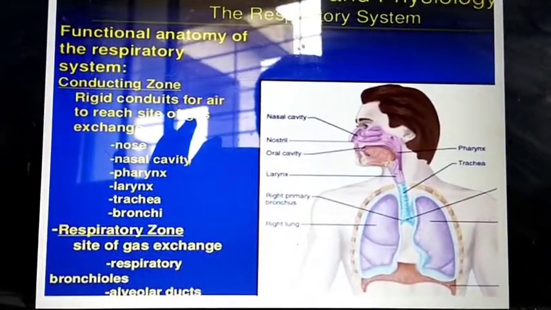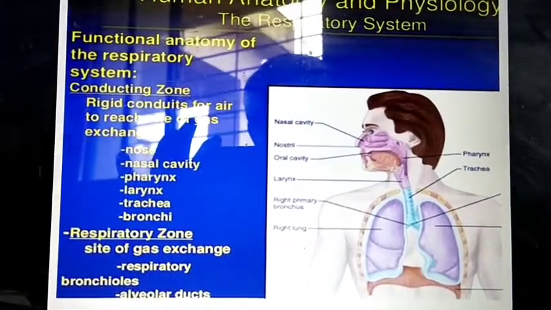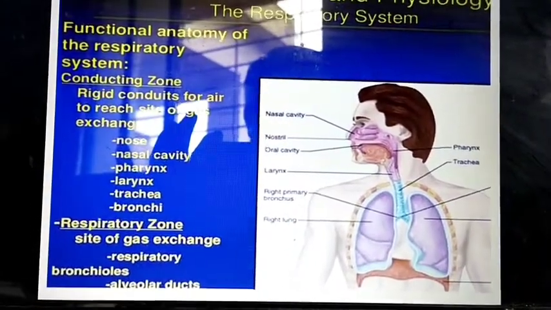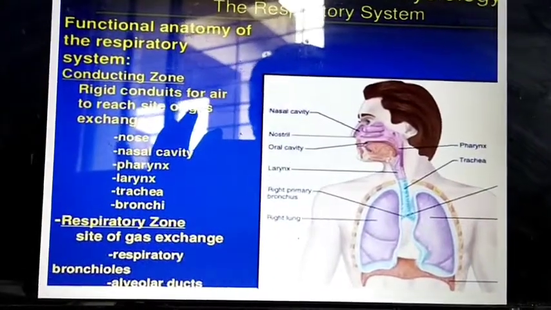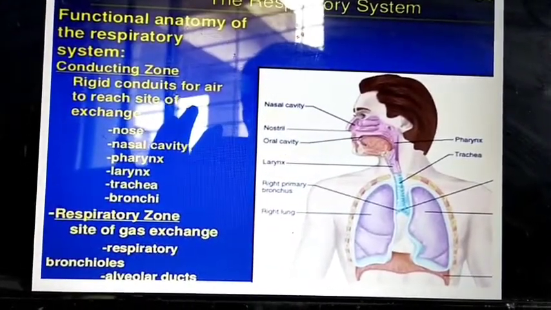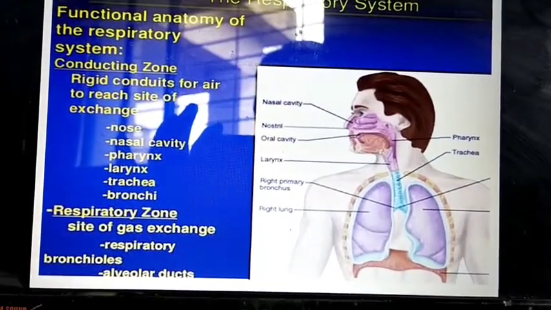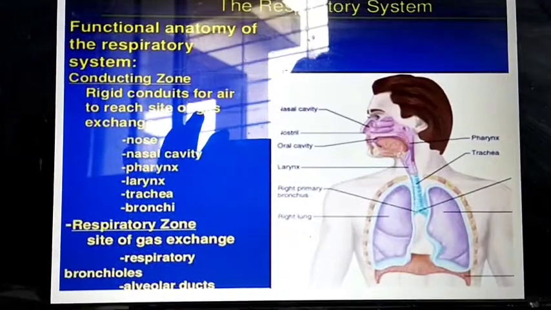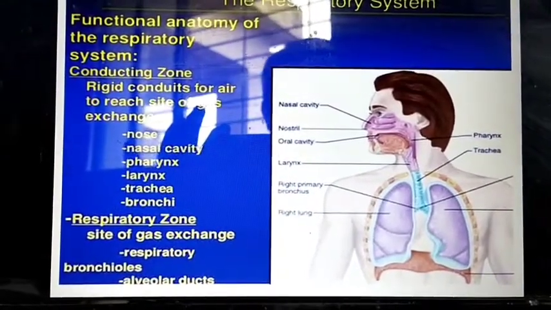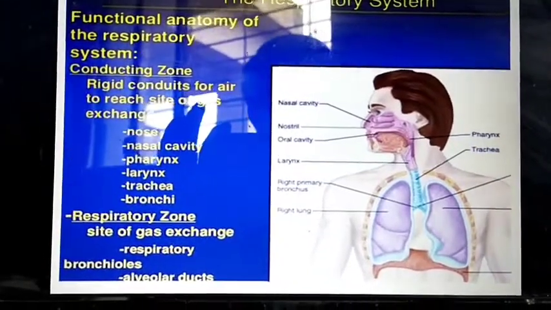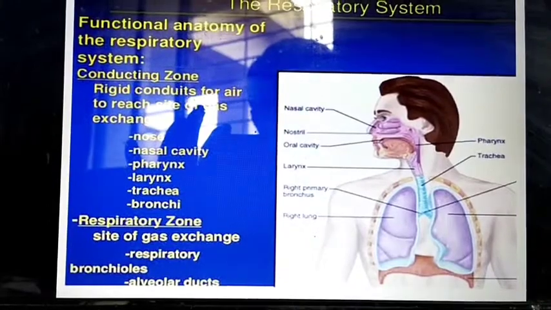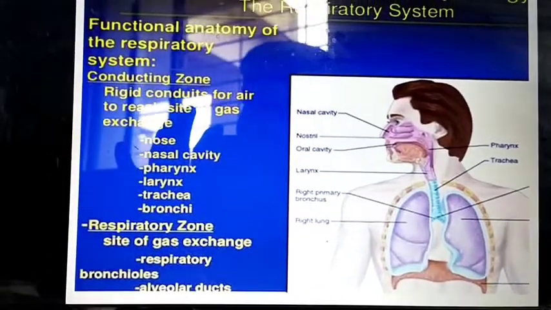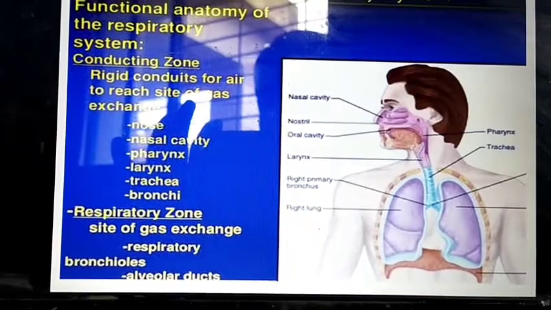The respiratory zone is the site where gas exchange actually occurs. The conducting zone only forms the passage that transports air from one place to another, like a road that conveys air from one place to another. The site where gas exchange occurs is called the respiratory zone. Functionally, we divide the whole respiratory system into two parts: the conducting zone and the respiratory zone.